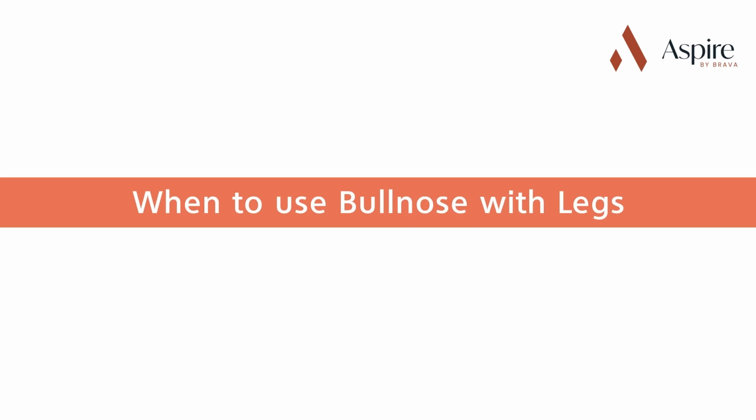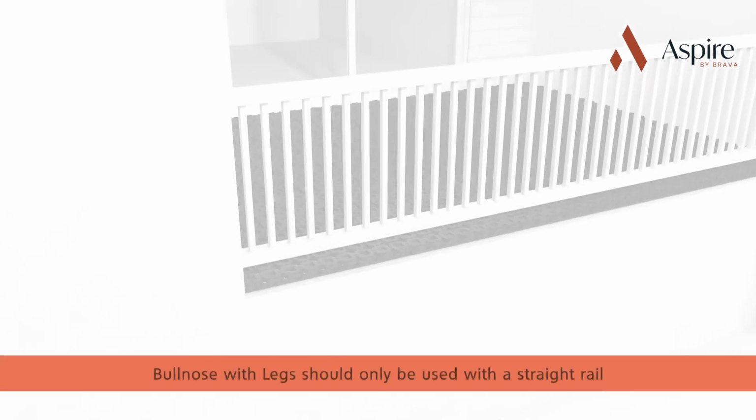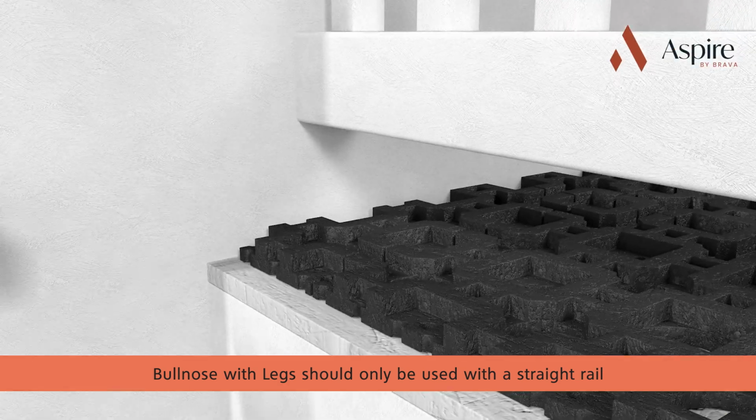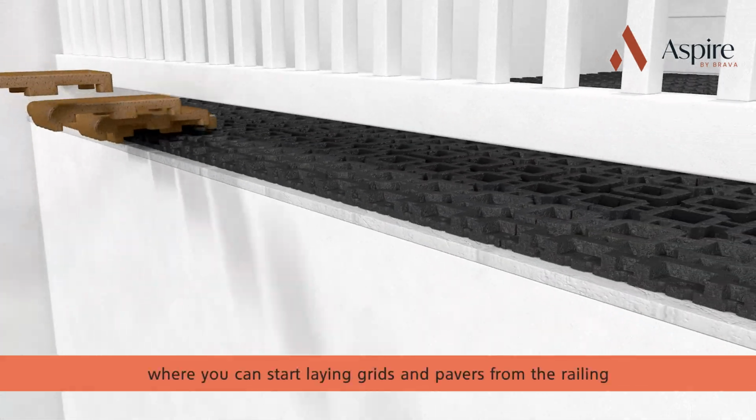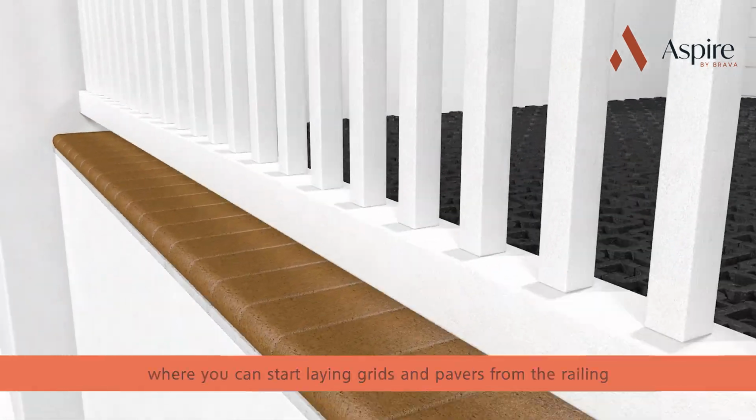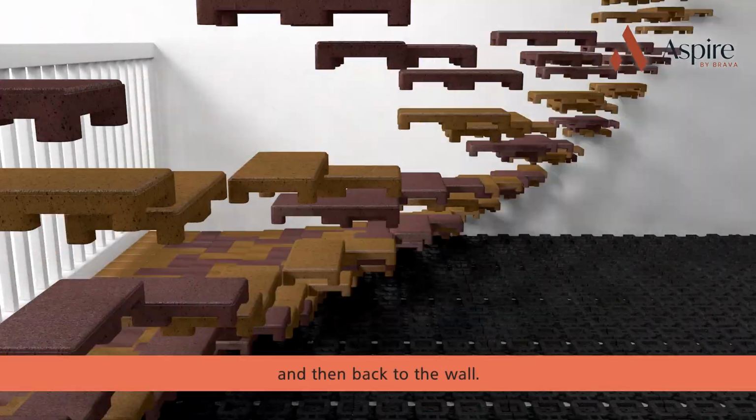When to use bullnose with legs. Bullnose with legs should only be used with a straight rail, where you can start laying grids and pavers from the railing and then back to the wall.